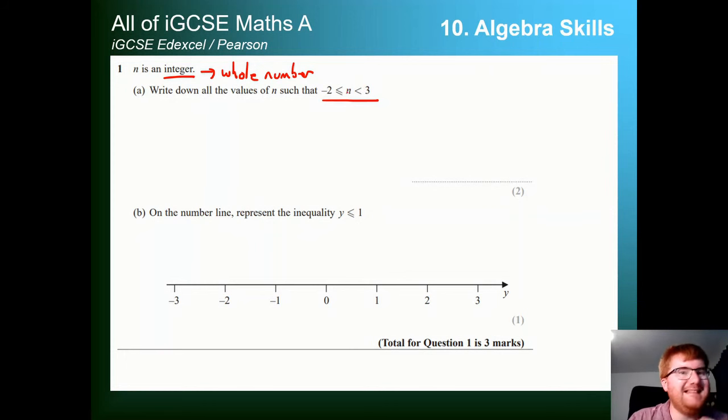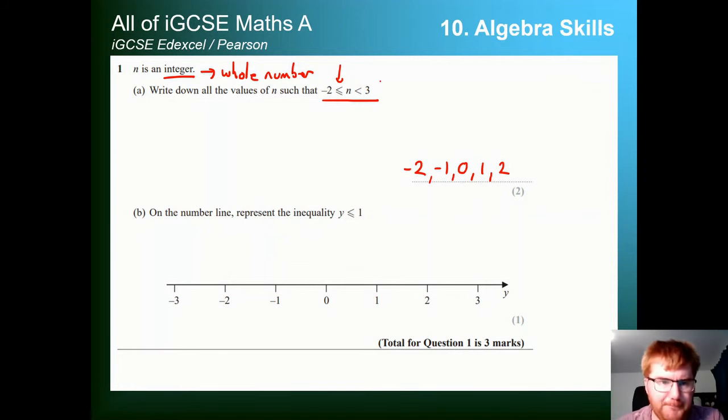That's how you'd read it out loud. And if you need to repeat that, just rewind about 15 seconds. So this one here means less than or equal to. So in this case, n is allowed to be minus 2. And n must be less than 3, so minus 1, 0, 1, 2, but not 3 because n is strictly less than 3. It can't be equal to 3.